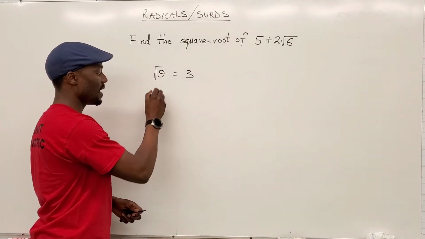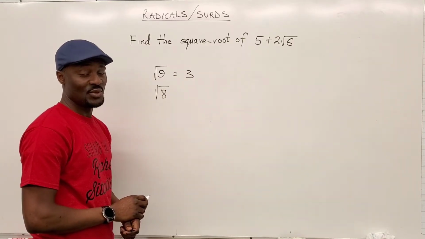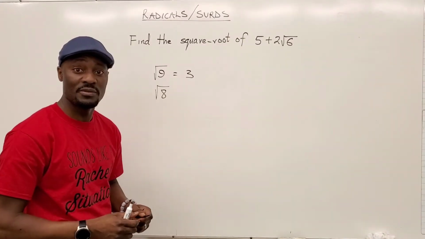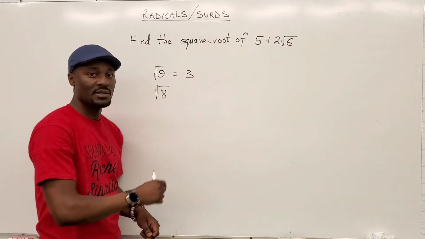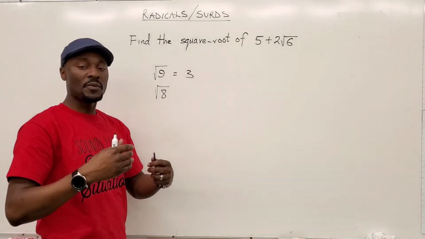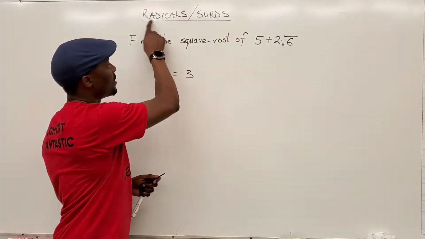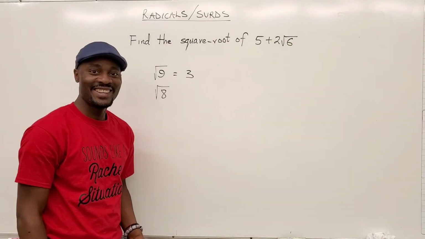However, I cannot find the square root of 8. You can't tell exactly what the square root of 8 is. Now, a number like this is called a surd. So this expression, the square root of a non-perfect square, is called a surd or a radical.